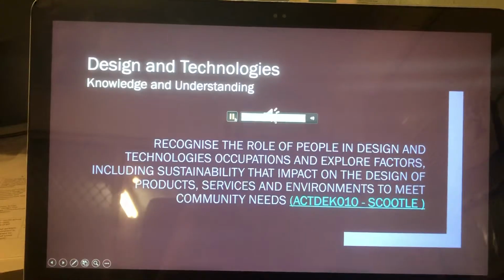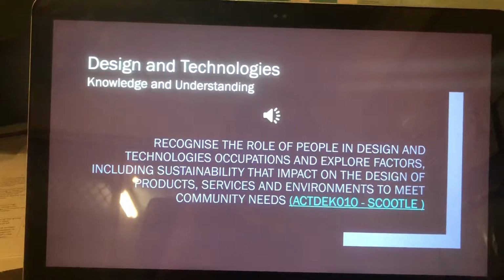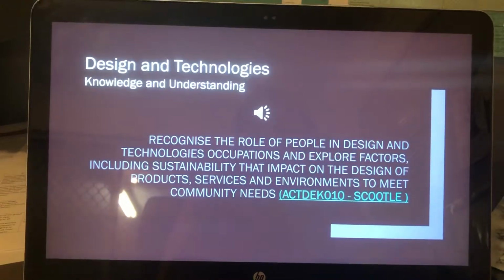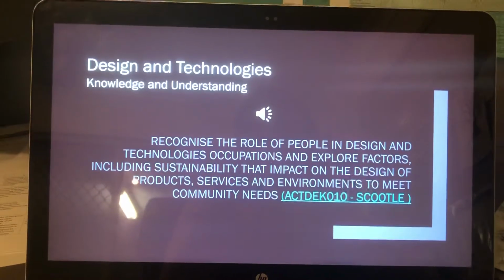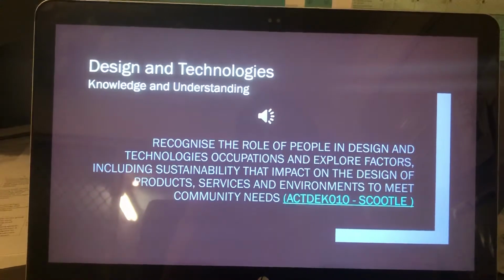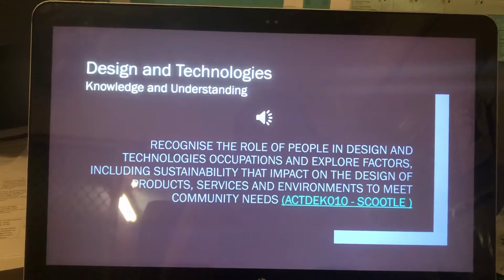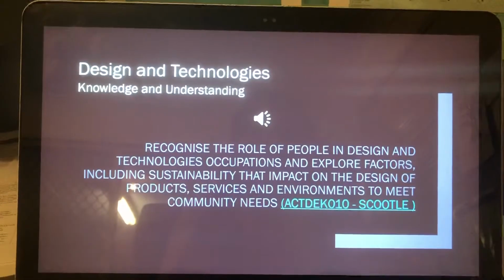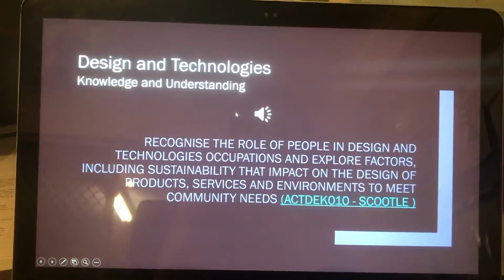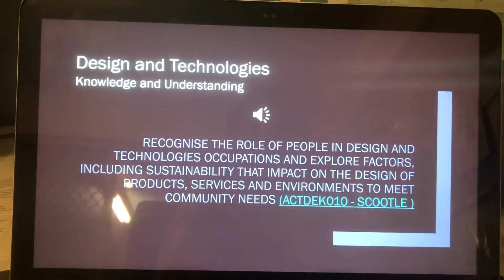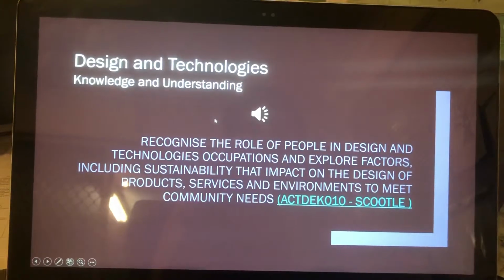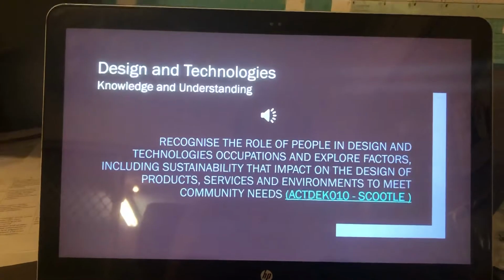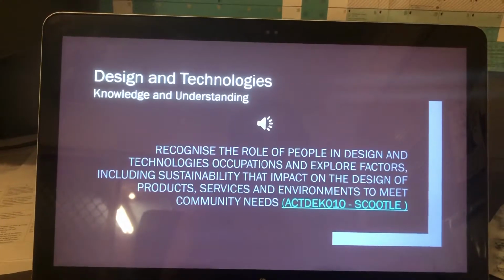This content descriptor was included because there was a guest speaker coming to the classroom. The importance of this content descriptor was for the students to recognise the role of people in design and technology occupations within the community. The cross-curriculum priority here would be literacy, and students would be involved in composing texts, navigating and reading through various designs presented by the guest speaker.